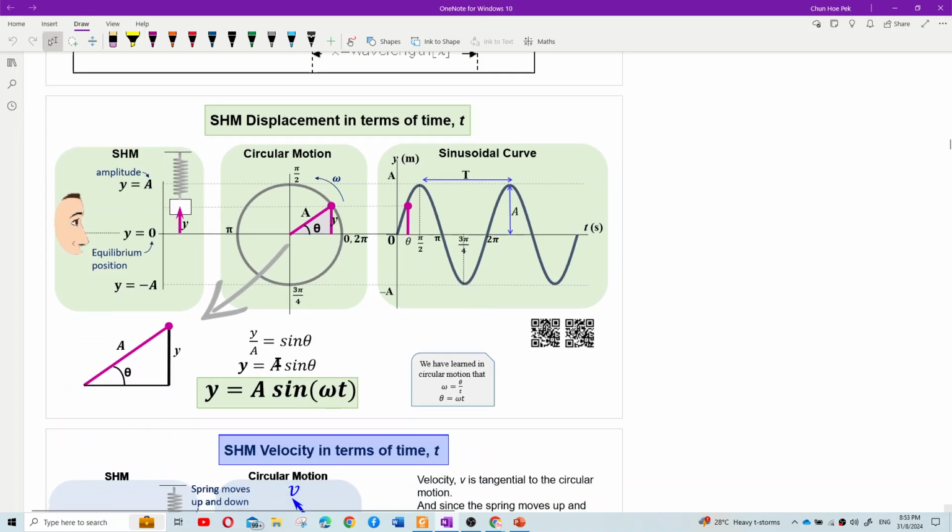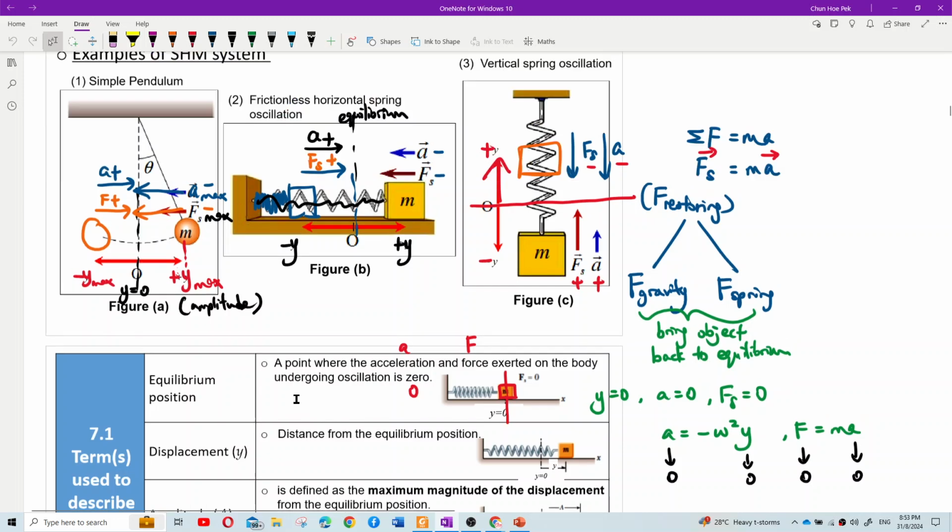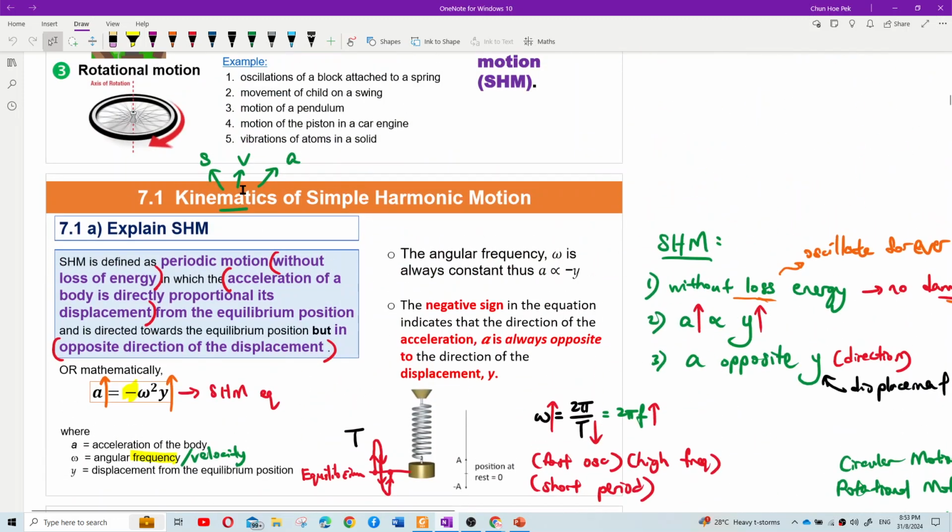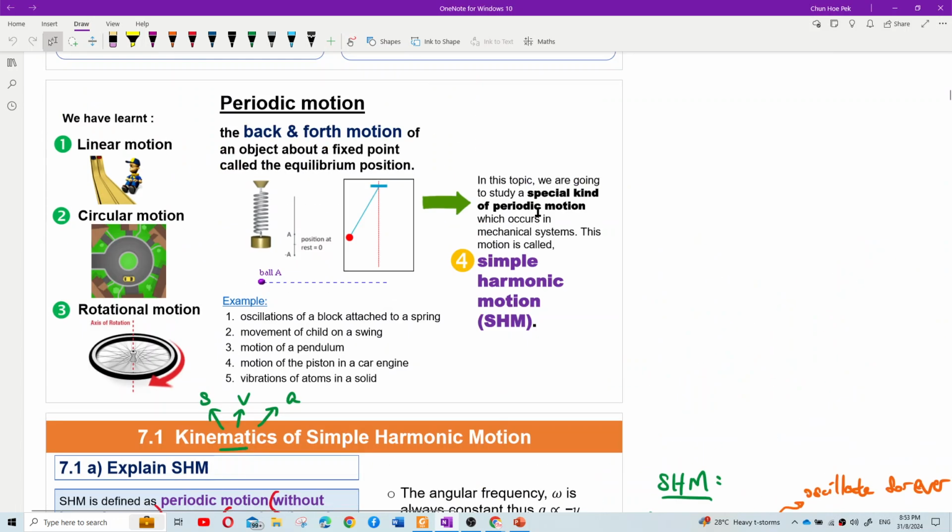How to get this equation? As I said just now, what are we learning right now? We are learning about kinematics. We are learning about kinematics of simple harmonic motion. So, kita sudah belajar linear motion. Object going to the left, to the right, up and down. We study about the displacement, velocity, acceleration, semualah kan.